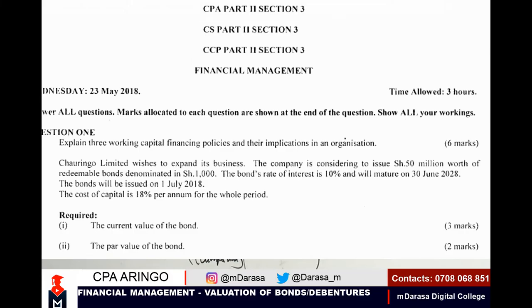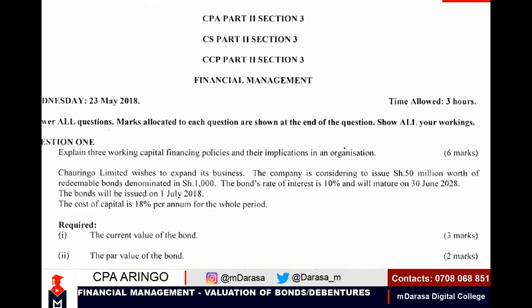So, question number one, part B, this is what you are told, that Chauringo Limited wishes to expand its business. The company is considering to issue 50 million worth of redeemable bonds, denominated in 1,000 shillings. The bonds rate of interest is 10% and will mature on 30th June 2028. The bond will be issued on 1st July 2018. The cost of capital is 18% per annum for the whole period. Required: number one, the current value of the bond. Number two, the par value of the bond.